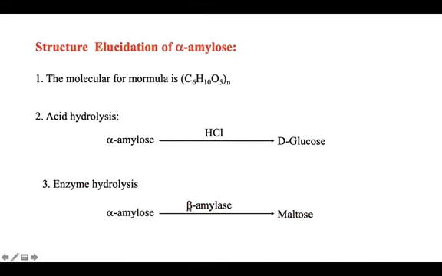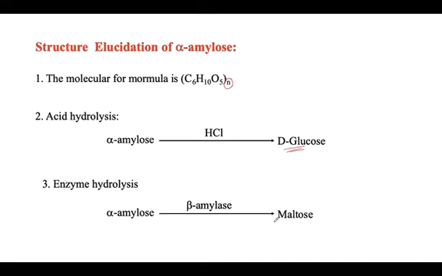Now, the structural elucidation of alpha amylose. The molecular formula of alpha amylose has been found as (C6H10O5)n. That is an empirical formula. So we say that n times C6H10O5 units are present in alpha amylose. When acid hydrolysis was done using HCl, it was found that the main constituent of the alpha amylose chain is again D-glucose.